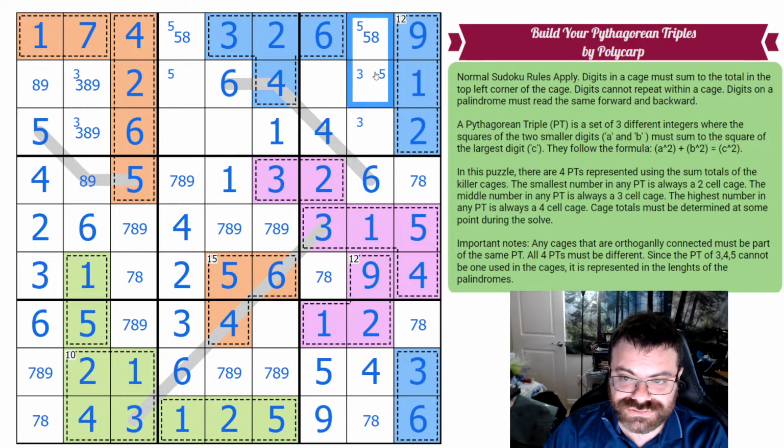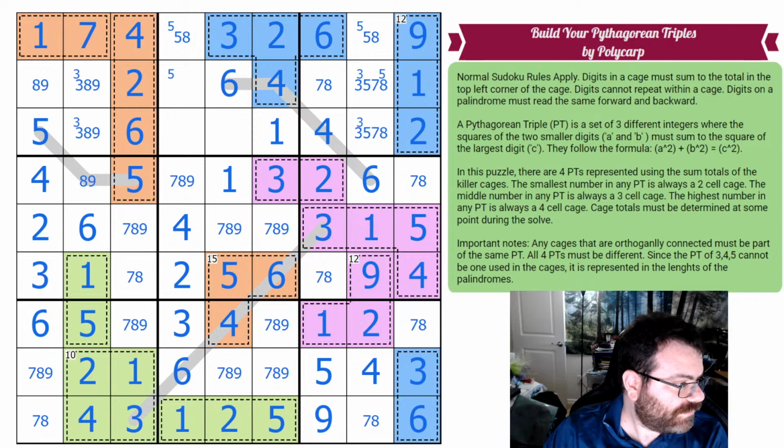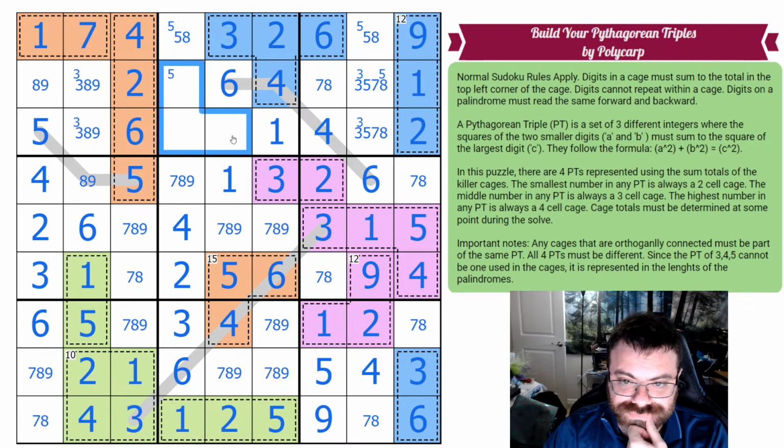Is this 5 just... Oh, these 2s are 5. So this could be... We have 1, 2. We need 3, 5, 7, and 8. So this can't be 3 or 5. And then... Not much going on there. This is 7, 8, or 9. All right. 5, 7, 8, 9. These aren't 5.